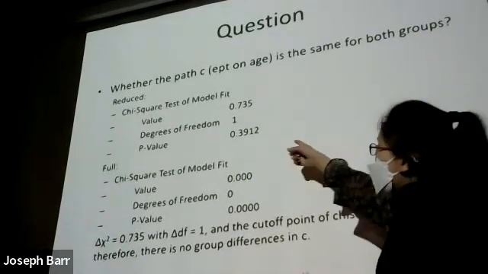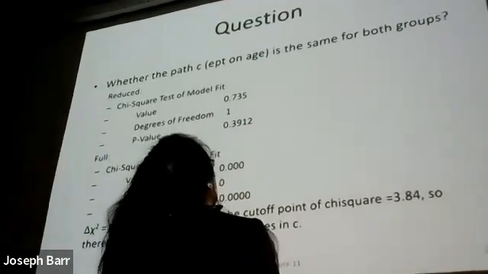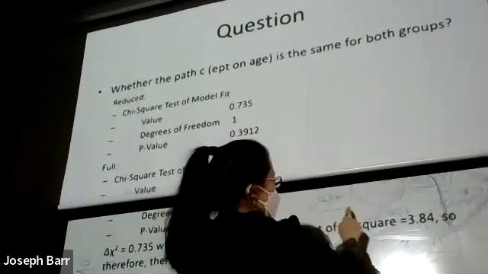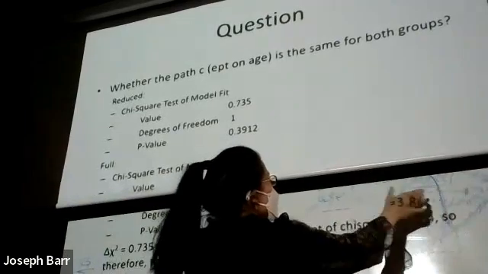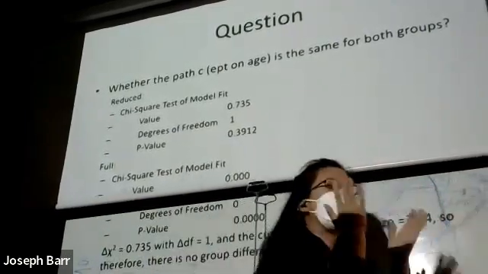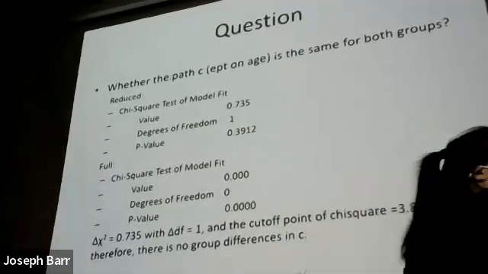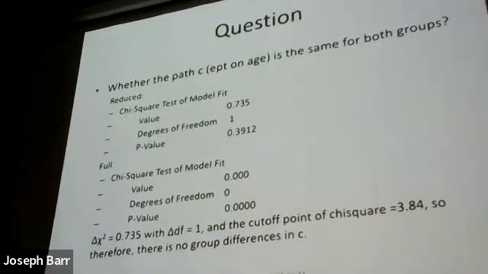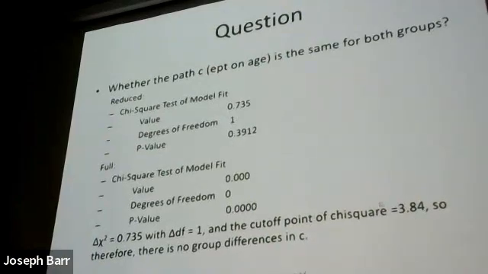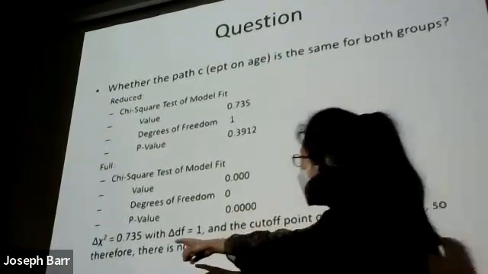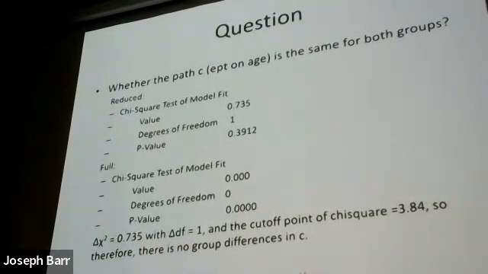So we can assume the C path is the same. It's from H to EPT, this one. You can assume that the influence of H on EPT is the same for male and female. You can totally do that. The cutoff point of the chi-square critical value is here, and the difference is here, the degrees of freedom is 1. There's no difference.